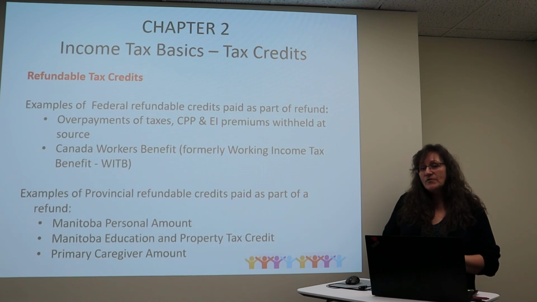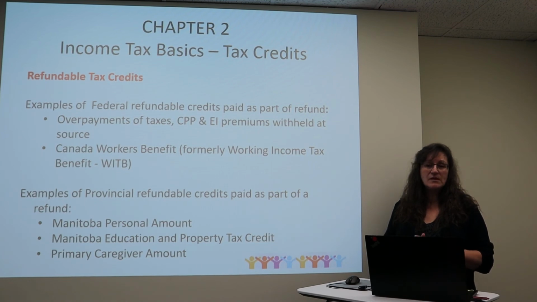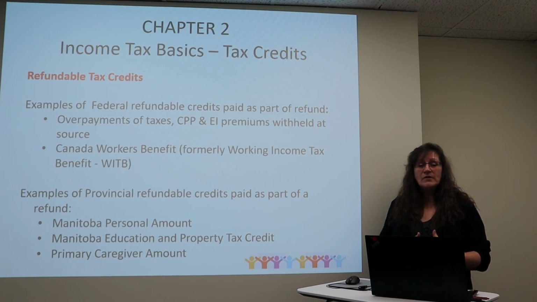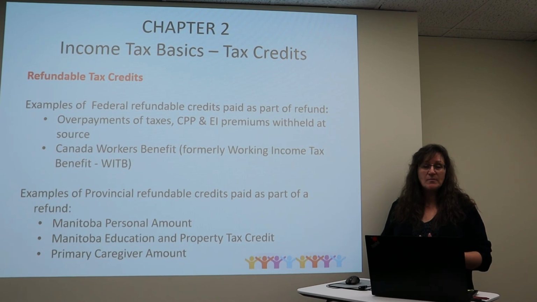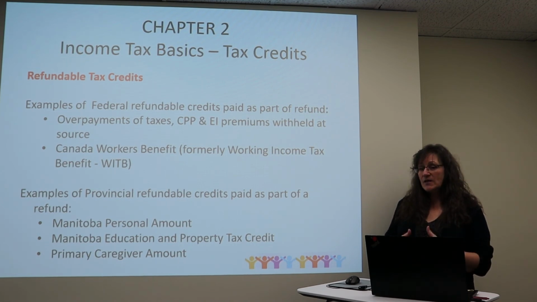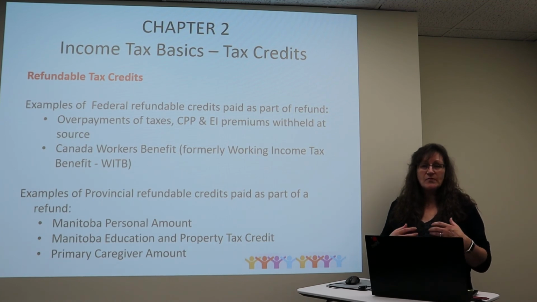There are different kinds of refundable credits, and we will get into the details of each of these as we work through the chapters in our curriculum and see the various different tax scenarios. Federally, there are some that are paid as part of the refund, and there are some credits that are provincial as well that are paid as part of the refund. So the federal credits that are paid as part of the refund that are most common include overpayment of taxes, Canada Pension Plan or EI premiums, that are withheld at source from an employer.